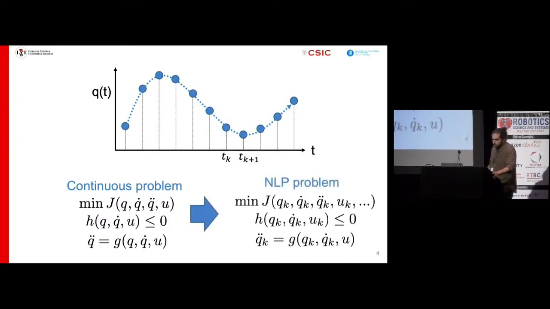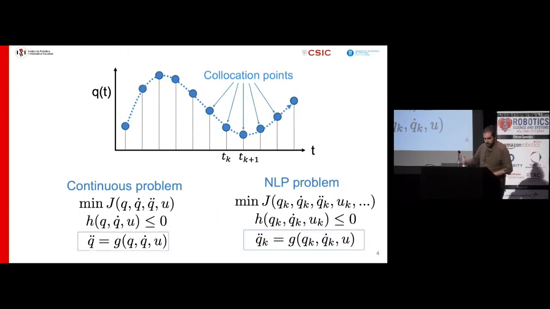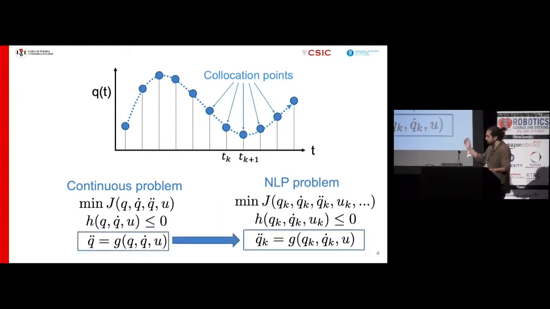This is done by imposing the constraints at a set of collocation points. The crucial part of this process is how to transcribe the continuous dynamics equation into its discrete counterpart, and this is the focus of our work.